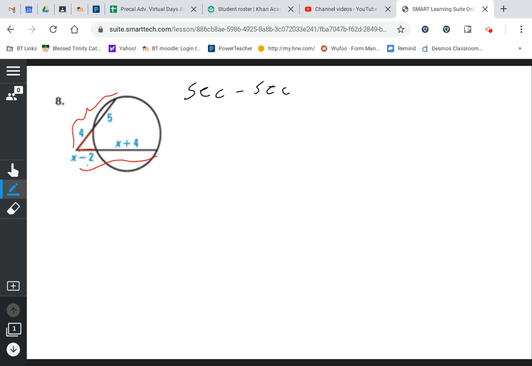So what I'm going to do here is, we know the external part for each one is 4 and x minus 2 respectively. And we're going to multiply 4 by a number and we're going to multiply x minus 2 by something. We know the whole thing up here has to be 9. So it's going to be 4 times 9. And over here, it's x minus 2 plus x plus 4, which ends up being 2x plus 2. So over here, we're going to put 2x plus 2.